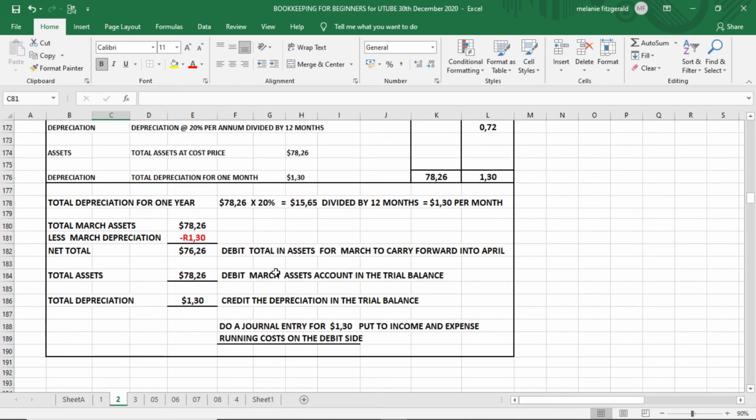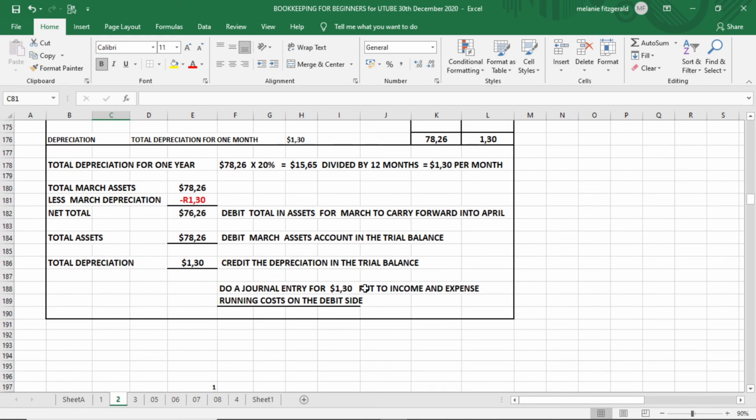Now we debit in the assets for March to carry forward to April, that amount. So we debit the total in the assets account for March to carry forward into April. The total assets, that's the $78.26, we debit March's assets account in the trial balance with that. And the total depreciation of $1.30, we then go and credit the depreciation in the trial balance.